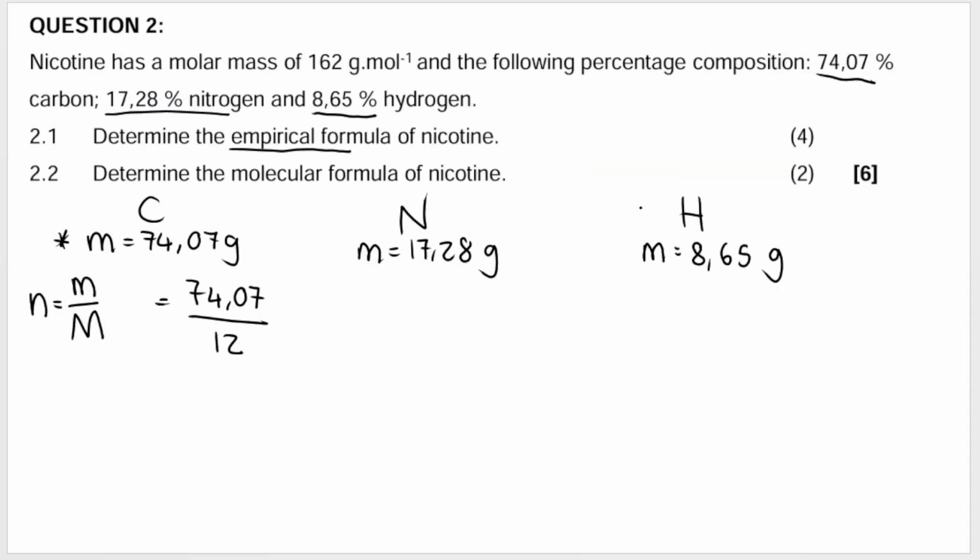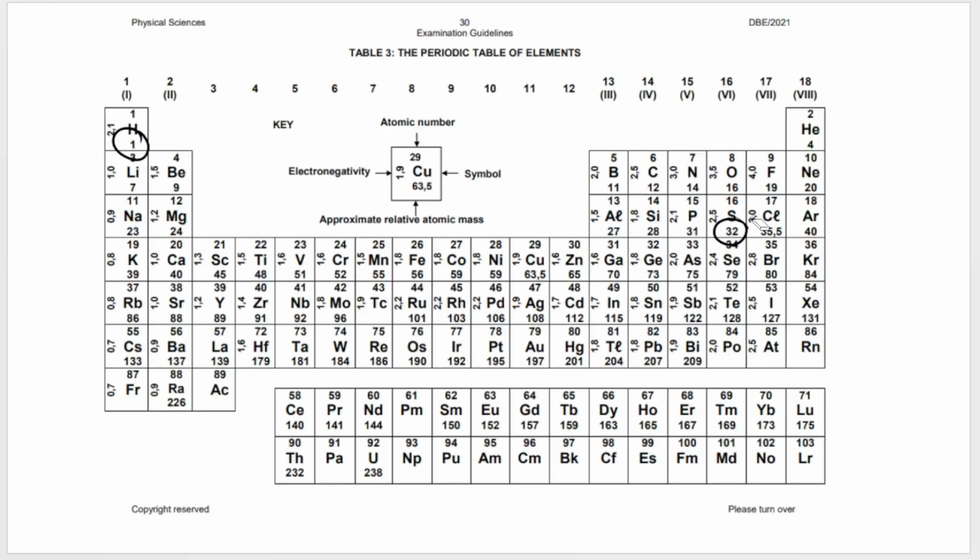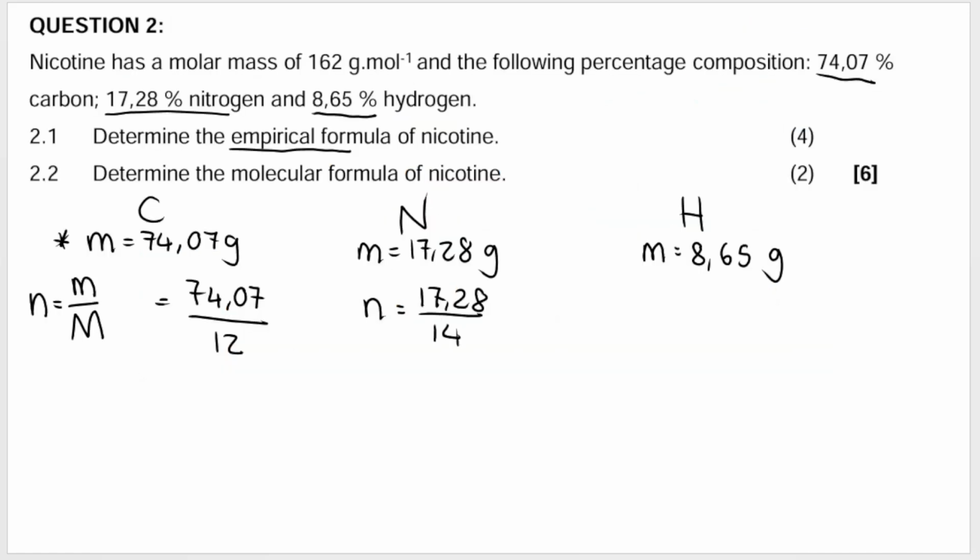I do the same for nitrogen and hydrogen. For nitrogen, it's 17.28, that's the mass, divided by the molar mass. And now this is where a lot of students go wrong as well. The molar mass of nitrogen is 14. So that means I must divide it by 14. Same thing for hydrogen. The molar mass, it's 8.65, that's the mass. The molar mass for hydrogen is 1.